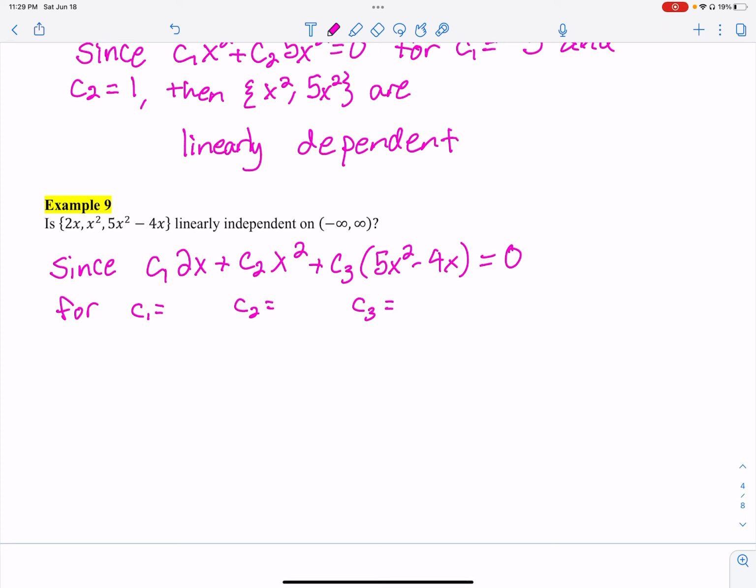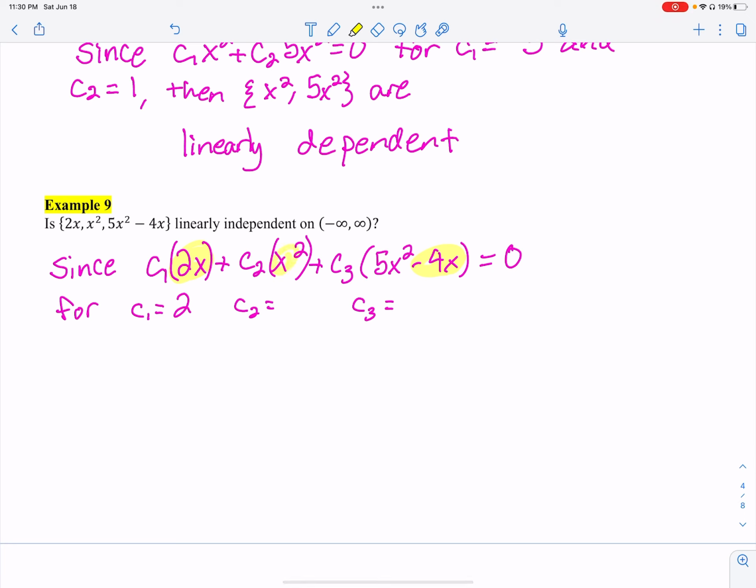All right, so I have C1 times 2x, C2 times x squared. Okay, so I see here that this x is going to add with this x right here. I would really like those to go away, so if C1 could be a 2, that would be great, because then I would have a 4x with that negative 4x and it would go away.